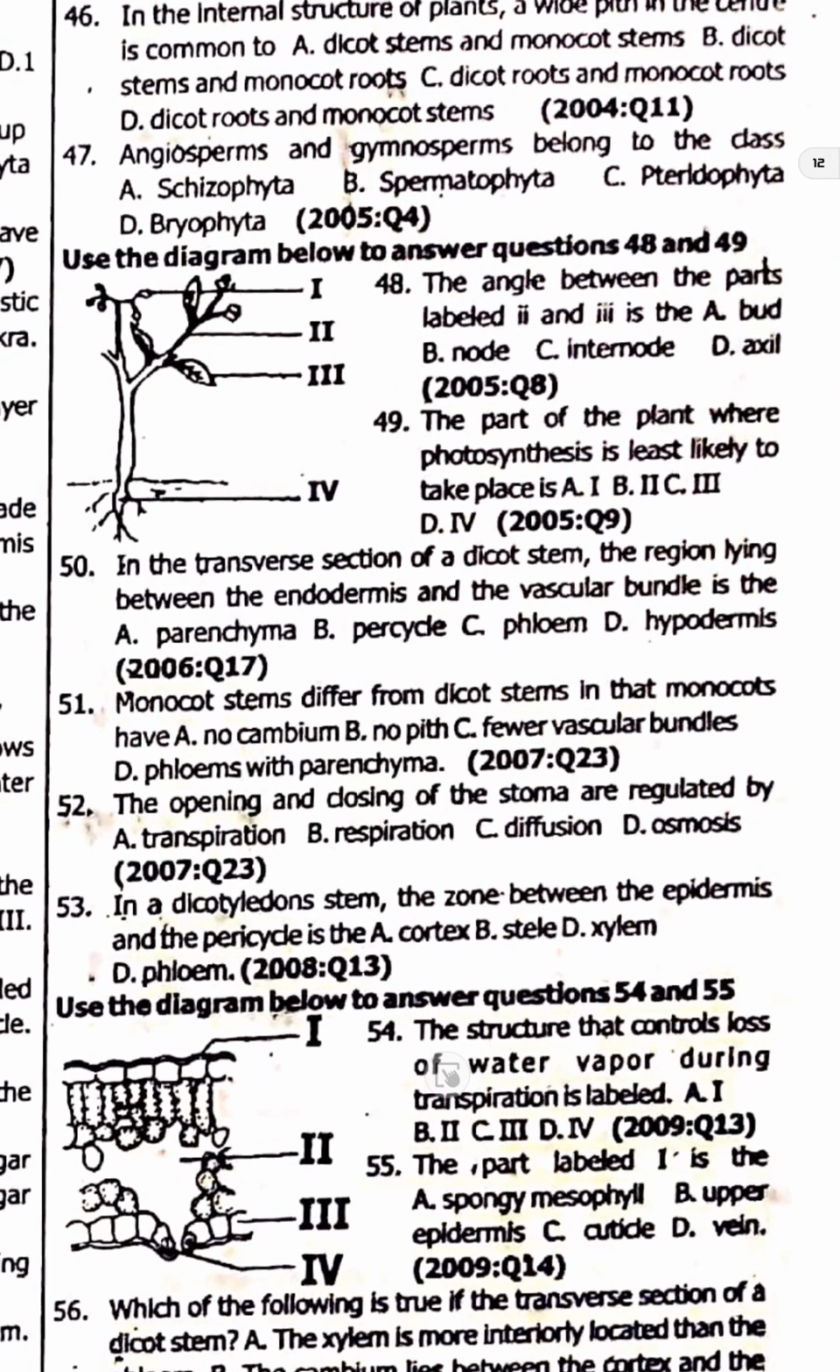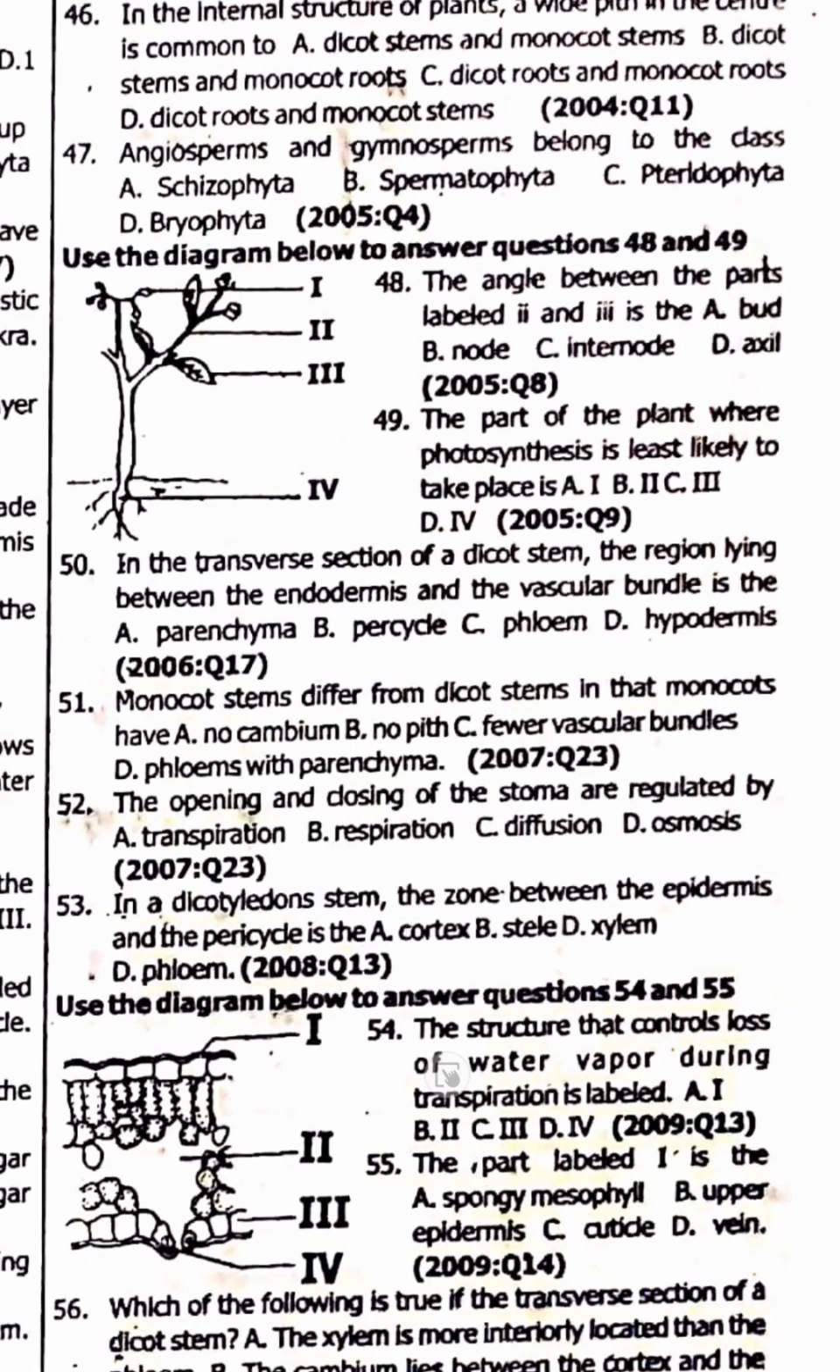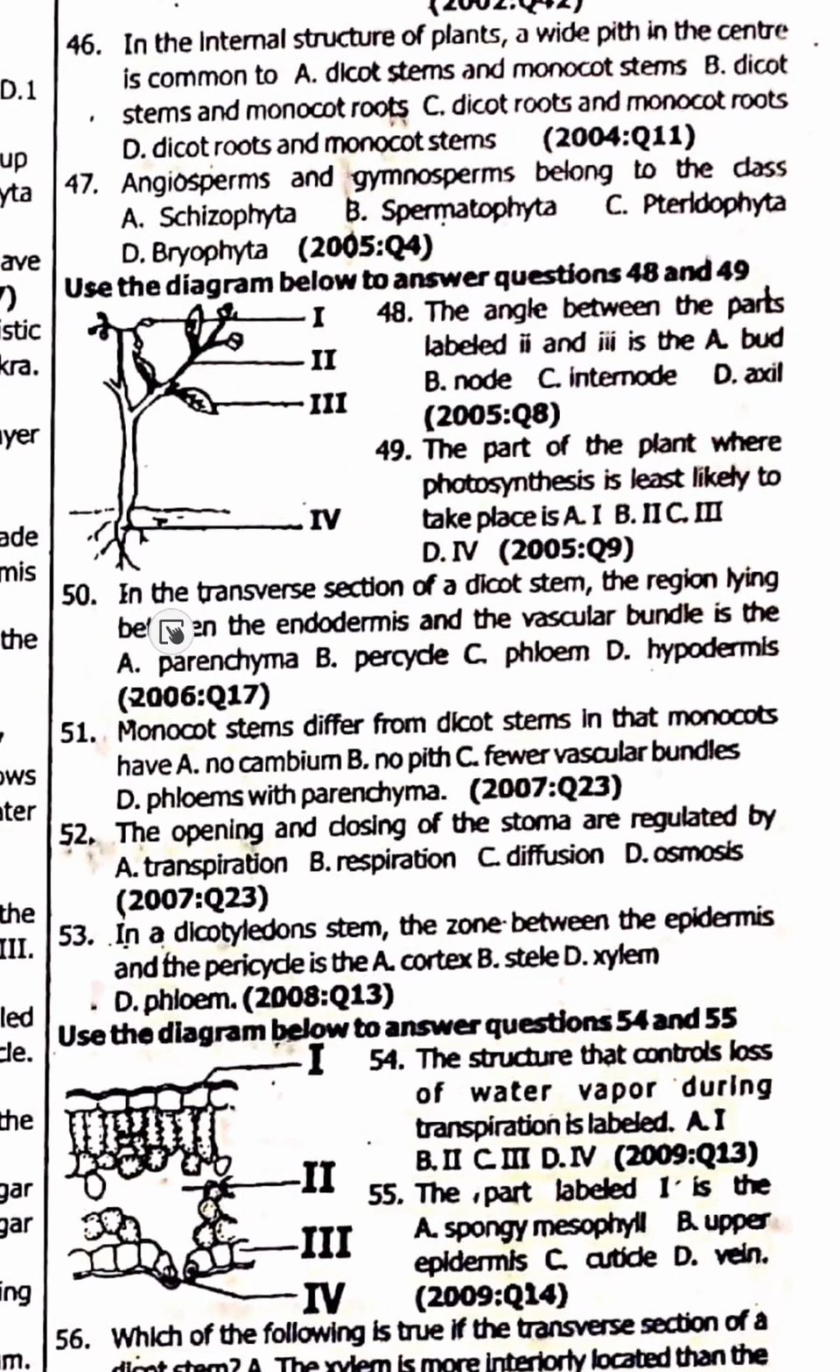50. We are almost there. More than 30 minutes. This chapter is large. In the transverse section of a dicot stem, the region lying between the endodermis and the vascular bundle is the pericycle. 50 is option B.